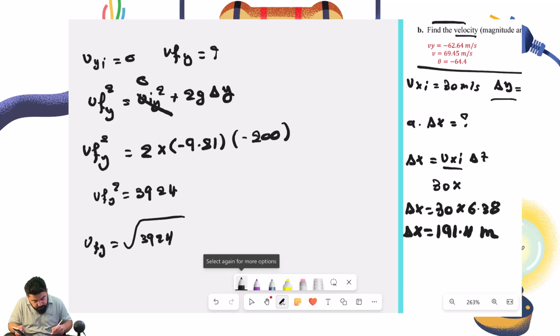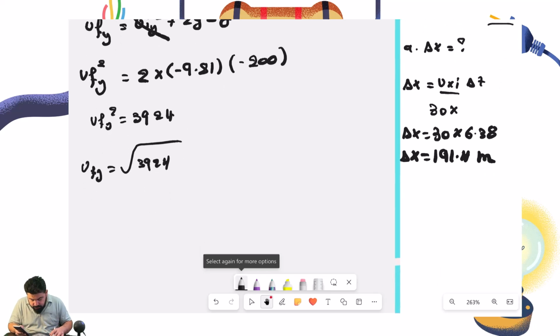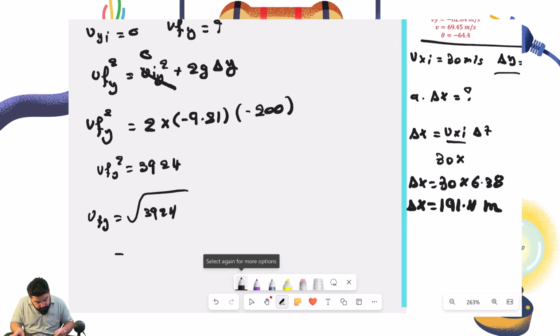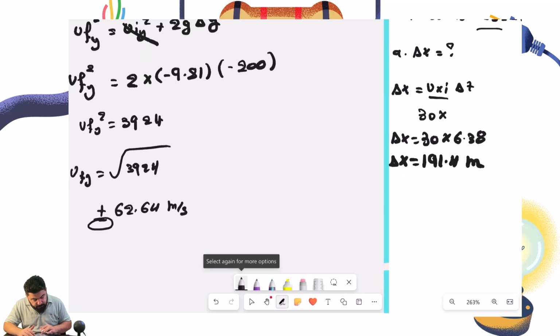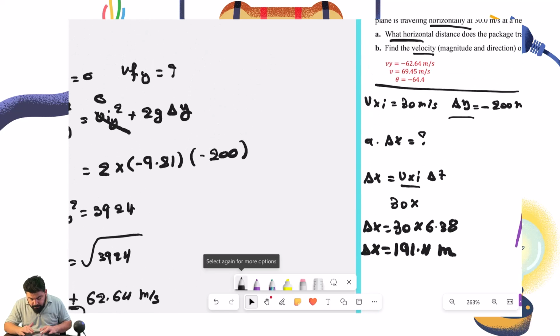You get plus or minus 62.64 meters per second. So which one should I take? Of course I should take the negative, because it's going down. So negative 62.64 meters per second.